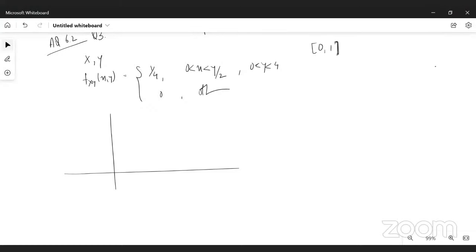You have to find the marginal, right? Yeah, I'm just going from the very basics for every question. So this is x, this is y. y lies between 0 to 4. Let's say this is our 4, and x lies between 0 to y/2. It's 2 at max. So we'll draw x equal to y/2.